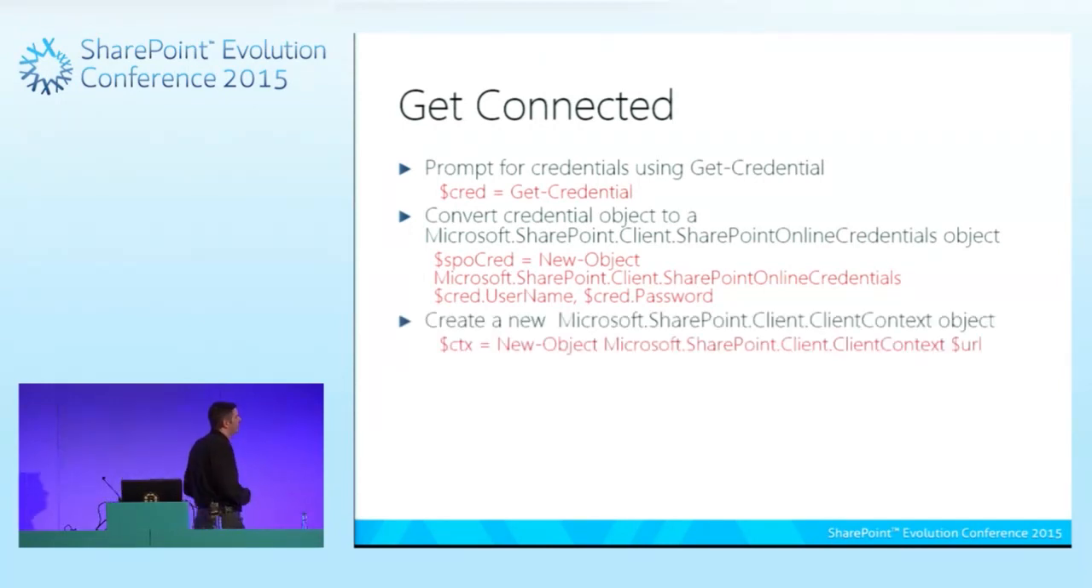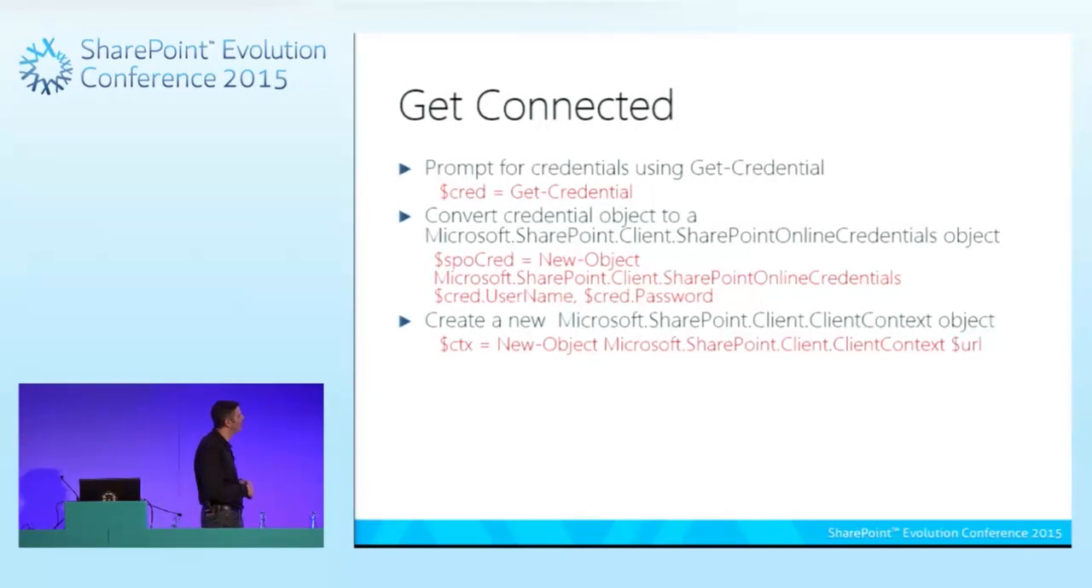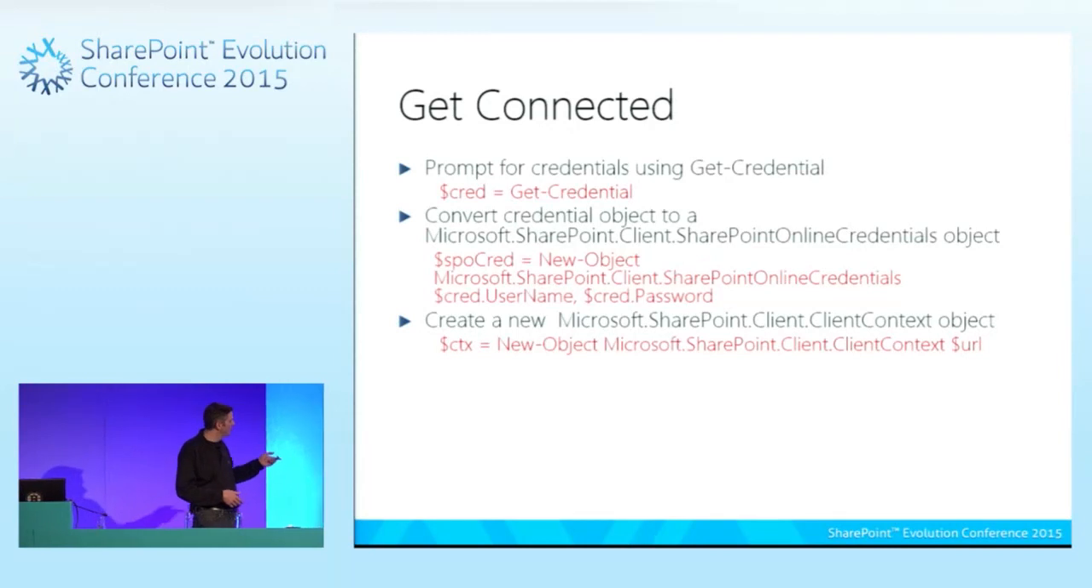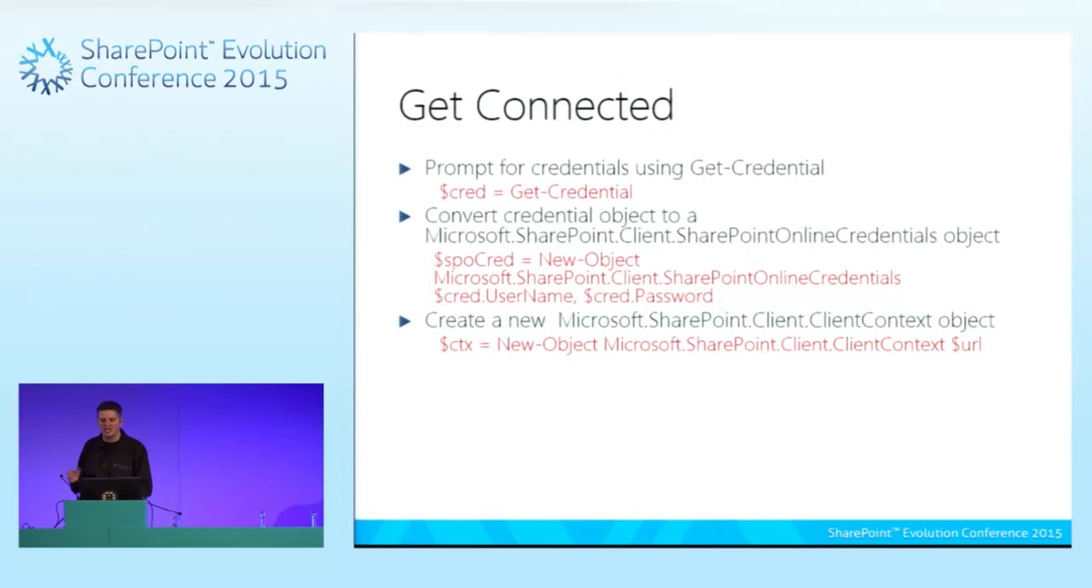Once you've got your credential object, I just store that in a variable somewhere. Usually with my scripts, I'll store it in a global variable, and I'll show you that, so that as I'm making subsequent calls, I don't have to keep prompting for credentials every time. You then need to create a new context. So you're going to create a Microsoft SharePoint client context object, and pass in the URL of the site collection that you want to connect to. That just gives back a context object.